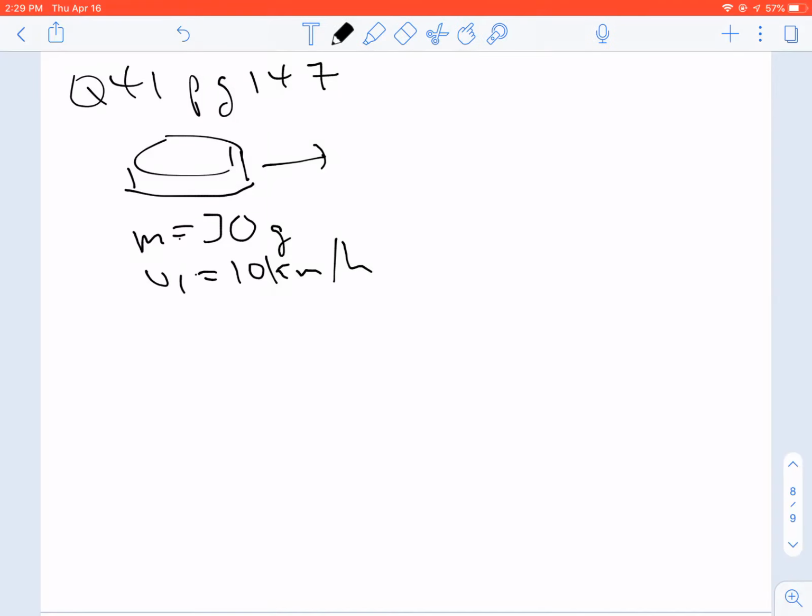Hi there. Question 41 on page 147 at the end of chapter 4. This is for tomorrow, Friday's test, part of the review. So question 41 has a puck which is 30 grams moving across a patch of rough ice.